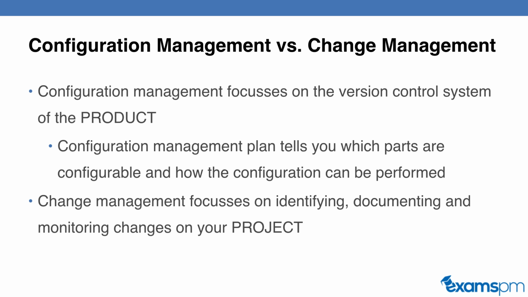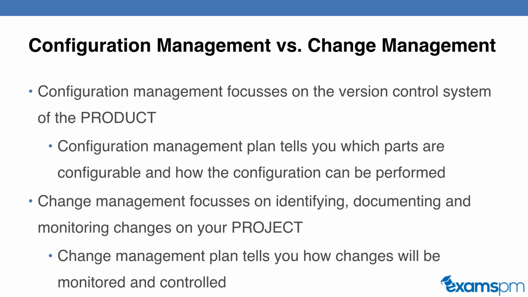So change management is all about comparing the plan that you have set out to what's actually happening on the project. And if there is a gap, then you make some changes to bring the project back into alignment with your baselines. So the change management plan tells you how those changes will be monitored and controlled. What is your process on managing those changes? How do you submit those changes? Who will approve these changes? And who will make sure that these changes are actually being made on your project? So that is the difference between configuration management and change management.